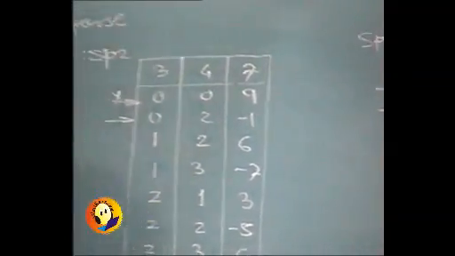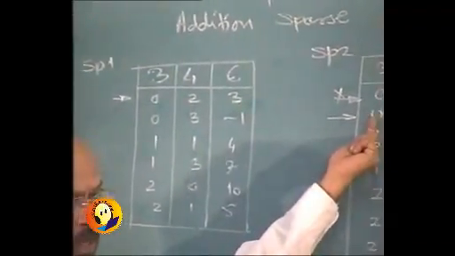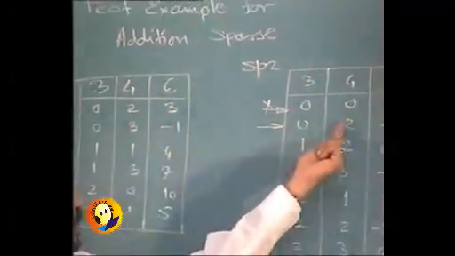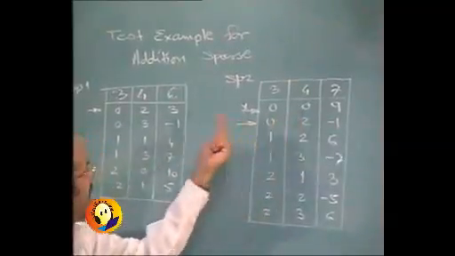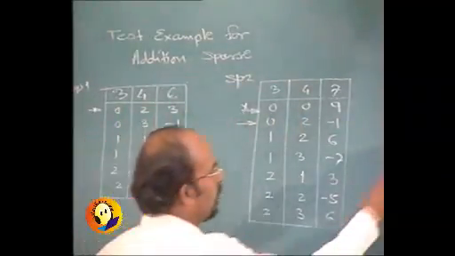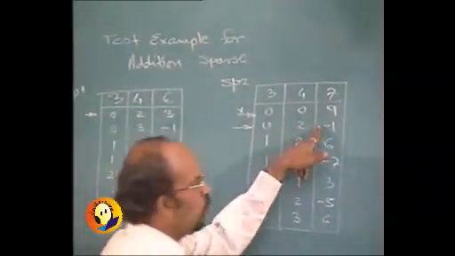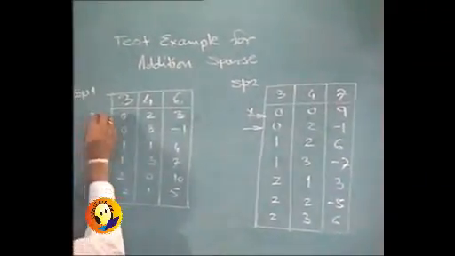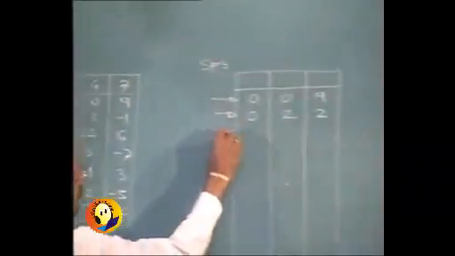We again check sp1[k1].row equal to sp2[k2].row? Yes. sp1[k1].column equal to sp2[k2].column? Yes. In that case, copy the row number and column number and copy the addition. 3 minus 1 will be 2, and increment k1, increment k2, increment k3.